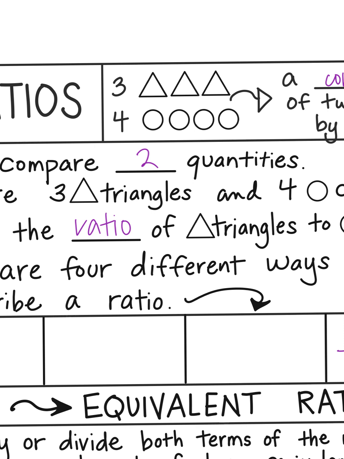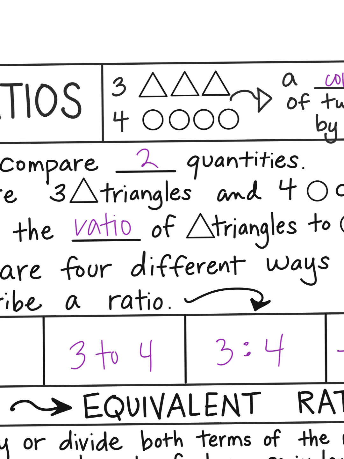Another way that you can write this is a 3 with a colon in between and then 4. You still read it the same way, 3 to 4. You read the fraction 3 to 4. You read this 3 to 4. You can also write it 3 to 4. And you can also write it all out so it looks like this.